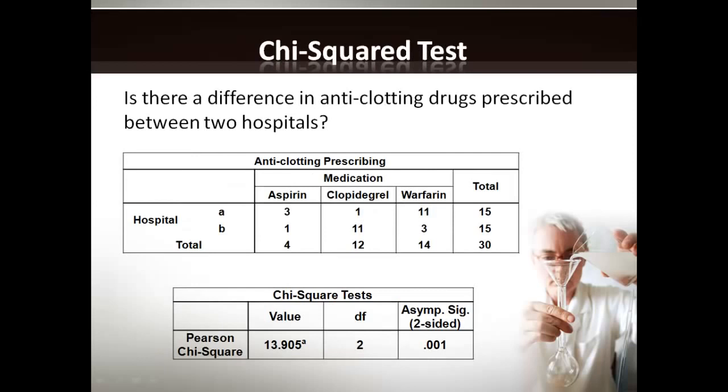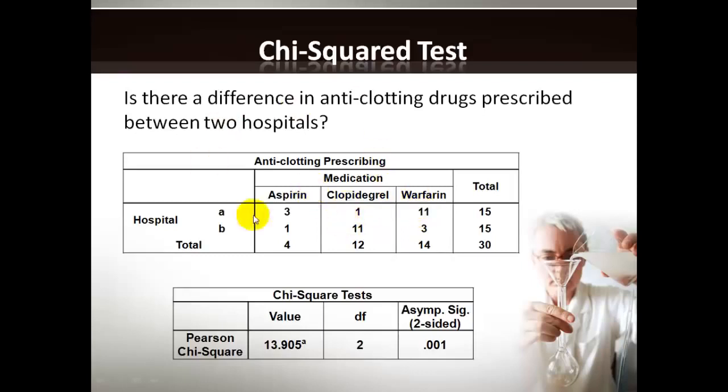This is an example of a chi-squared test. So the question here is, is there a difference in anti-clotting drugs prescribed between two hospitals? So we have Hospital A and Hospital B, and we have 15 participants from each hospital. These participants have been surveyed to see what anti-clotting drugs they're currently on. So in Hospital A, we have 3 on aspirin, 1 on clopidogrel, and 11 on warfarin. Whereas in Hospital B, we have 1 on aspirin, 11 on clopidogrel, and 3 on warfarin.